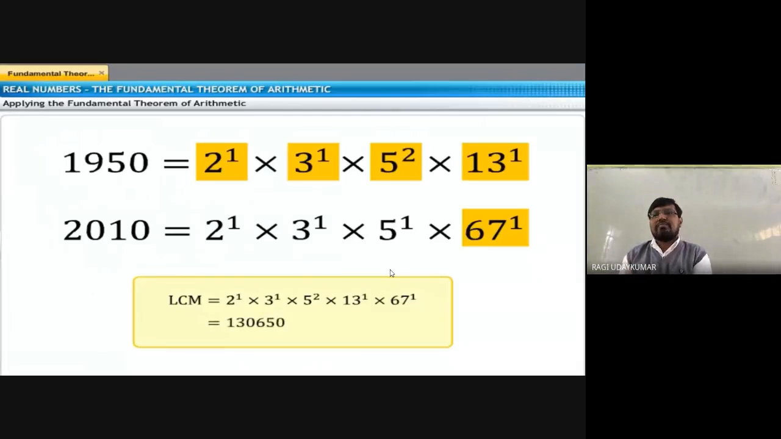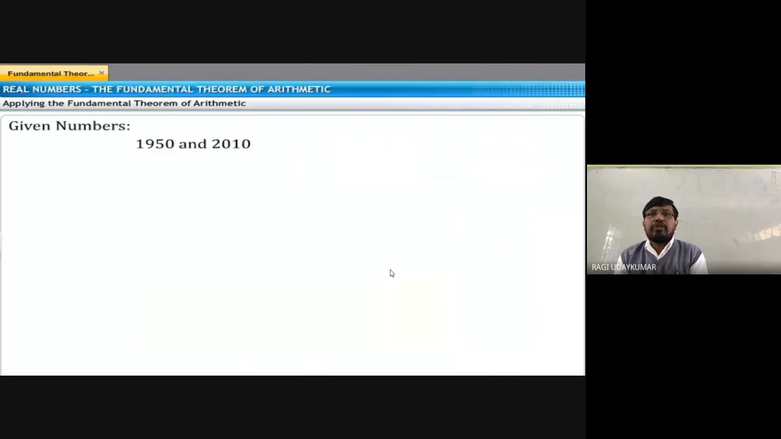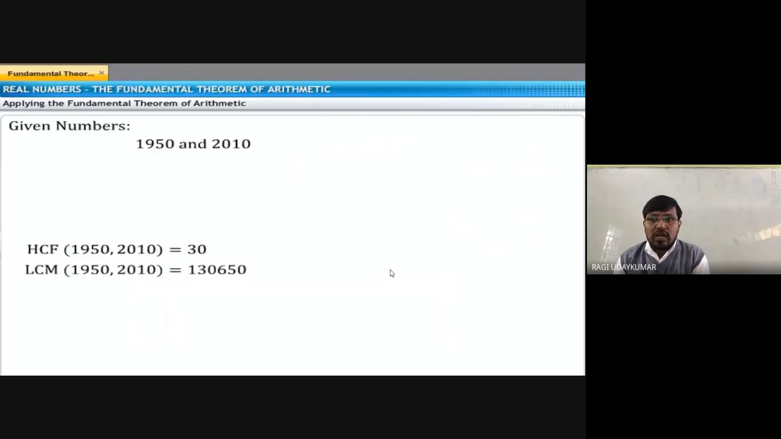So this is LCM. Whenever you are finding the LCM, all the prime numbers should be taken into consideration, along with the highest power of the prime numbers. But for HCF, you take only the common prime numbers in both. And that product whenever you are taking into consideration, HCF and LCM.